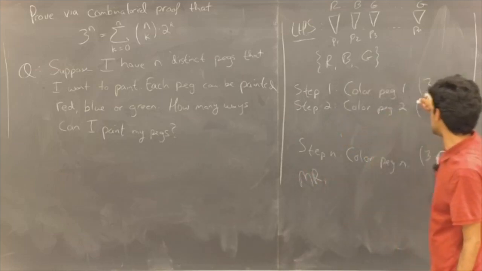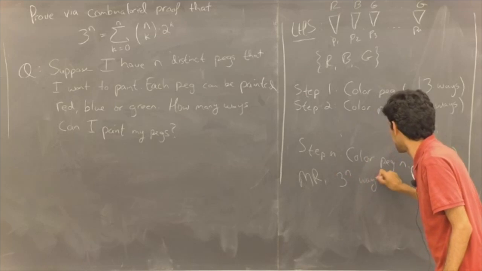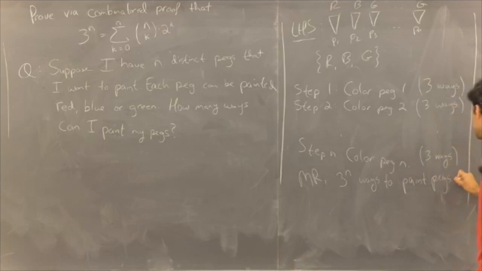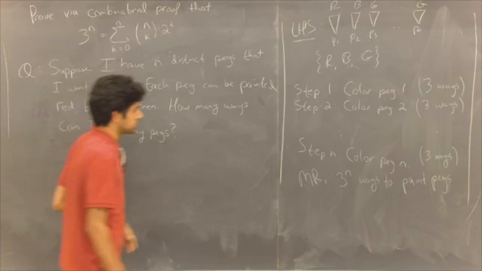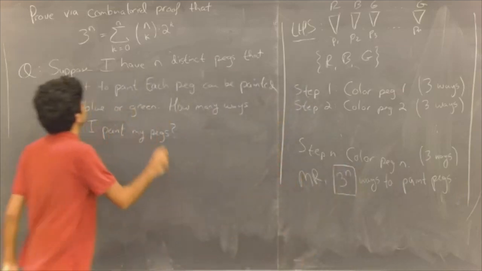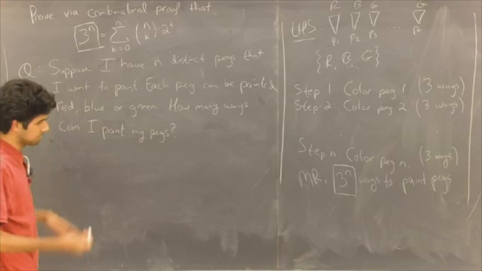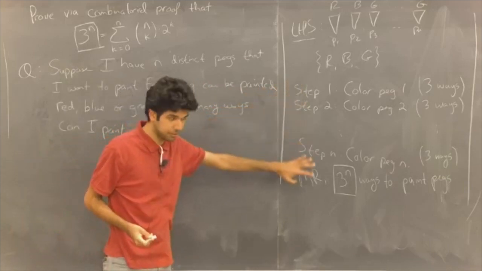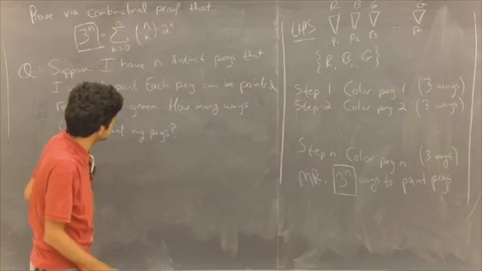Using the multiplication rule, since each of these values is a constant, we can say that there are 3 to the n ways to paint my pegs. And so what I've done is I've solved my counting question. I've come up with an answer to this question. And it just so happens that my answer is the left-hand side. But this is only part of the combo proof. Now I have to re-solve this question, perhaps perform a different procedure such that my final answer looks of this form on the right-hand side. And that's a little bit trickier.